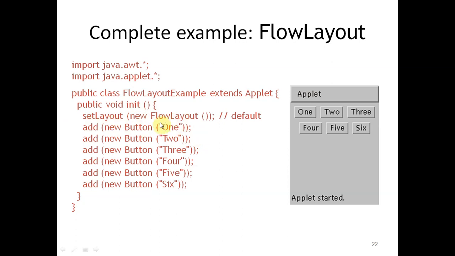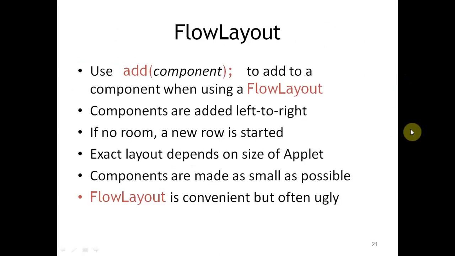In case of border layout, we'll write here new BorderLayout. So we have added here add new Button 1, add new Button 2, add new Button 3, add new Button 4, add new Button 5, and add new Button 6. So new button by new button we are adding the different buttons, and their captions are 1, 2, 3, 4, 5, 6. So when we execute this program, this will be displayed like that. So you can see here.